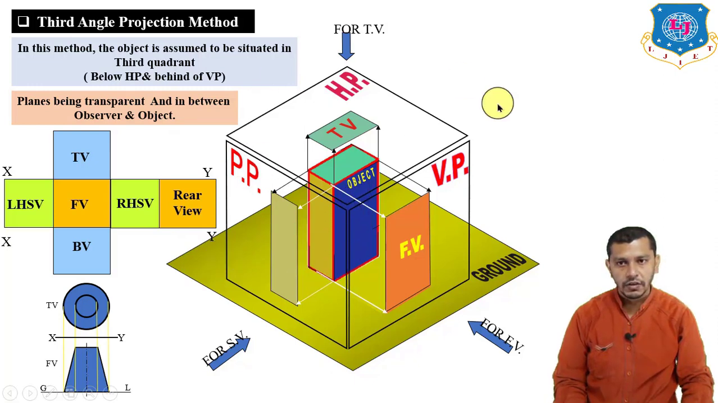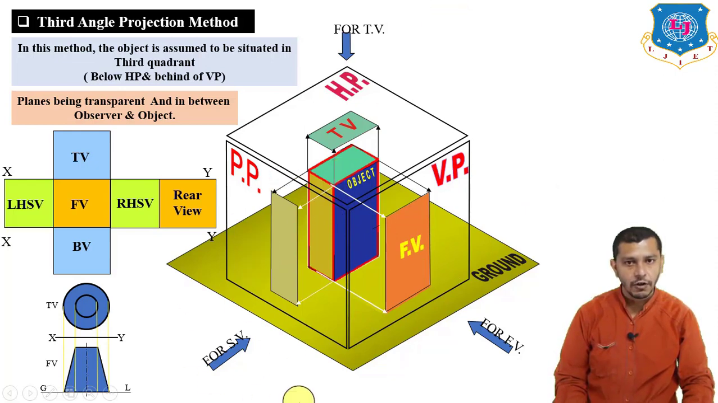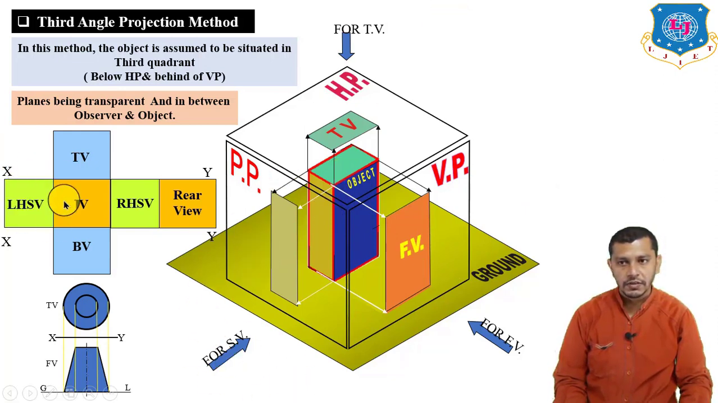So after rotating the horizontal plane 90 degrees in the clockwise direction, the top view will be above the front view, and the left hand side view will be on the left hand side of the front view. So here you can see that the top view is above the front view, and the left hand side view is on the left hand side of the front view.